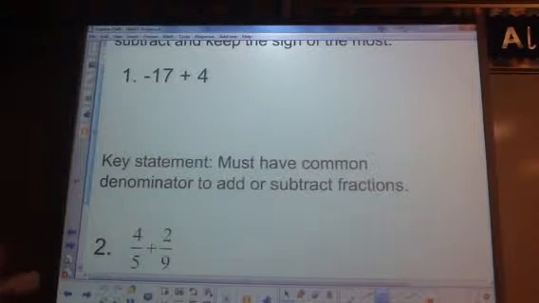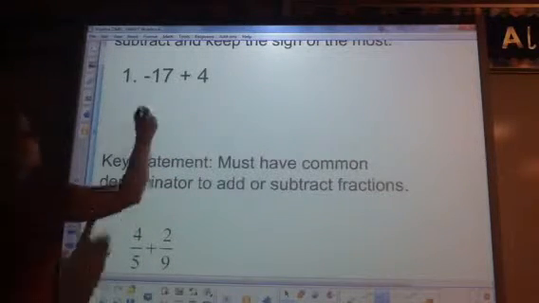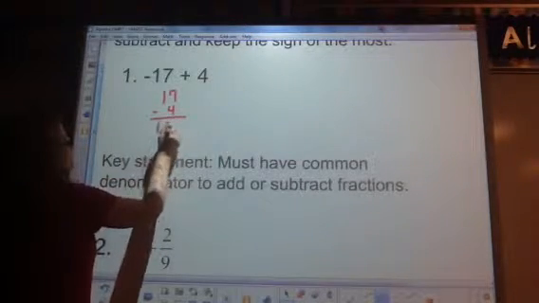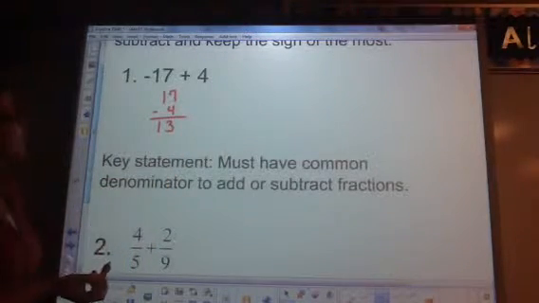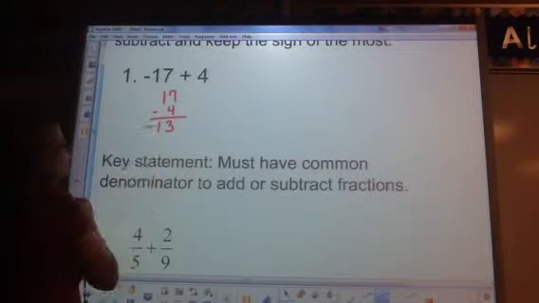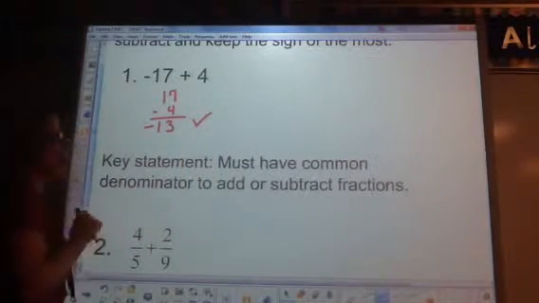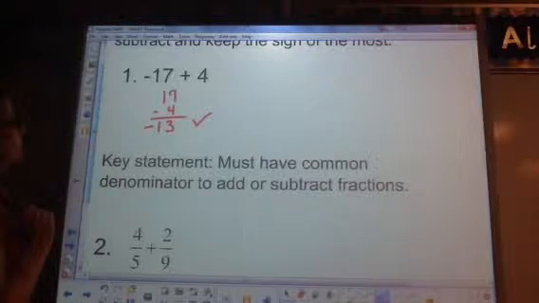Okay, so we have different signs. So we subtract. And we have more negatives than we do positives, so my answer is negative 13. So if you have negative 13, put a check. If you do not, circle it and correct it.